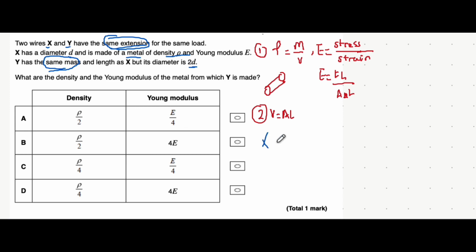So let's make a note of that. That's the key difference. So this is a diameter d and this is a diameter 2d. What does that mean for the radii? That means that the radius of wire y is also 2 times larger than the radius of wire x. Now, what effect will that have on these two equations? That's what this multiple choice question is asking.